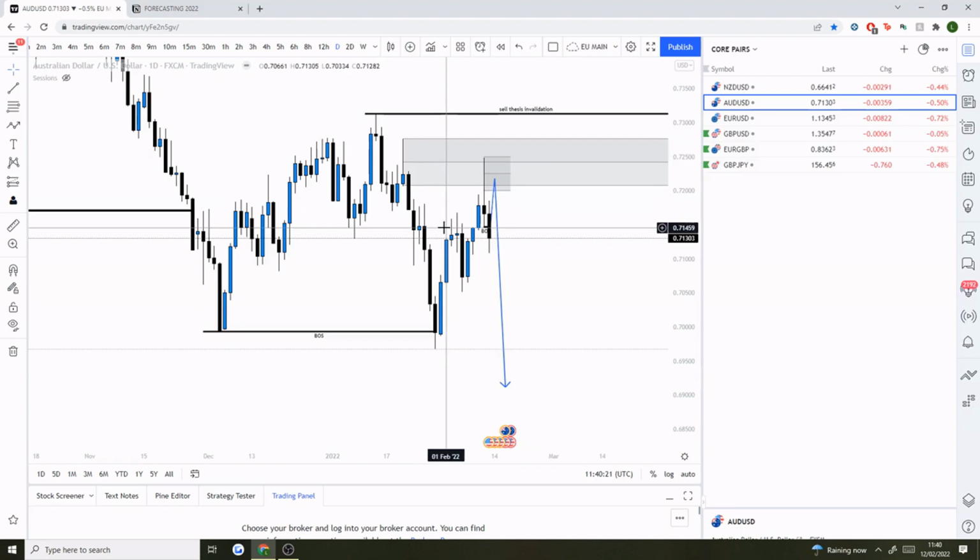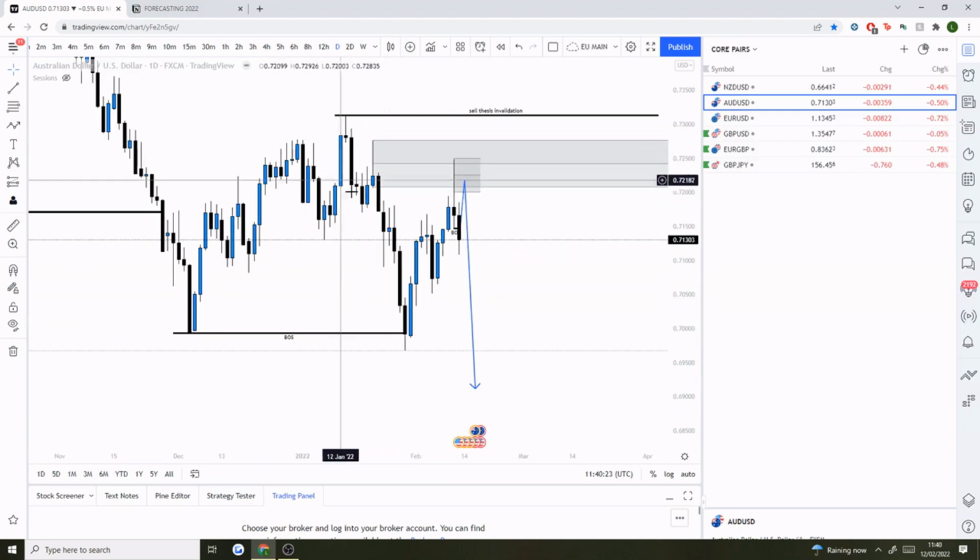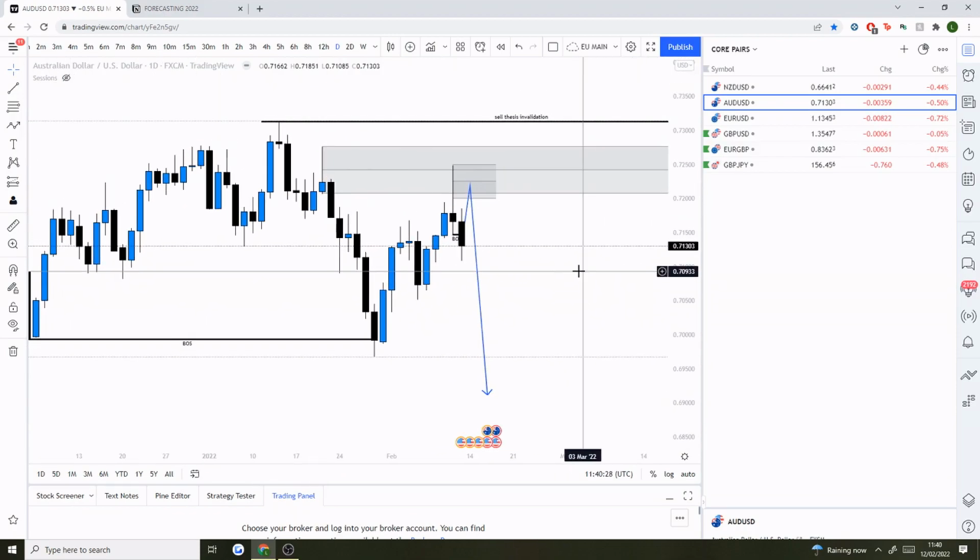So for me, I've been waiting last week for price to retrace into this order block and then sell off away from there. So what we've actually seen last week on Thursday is price has come up and then rejected from this order block with this big wick here.